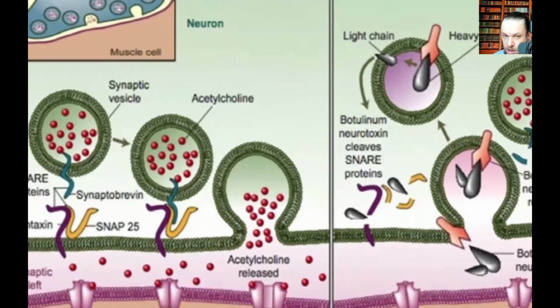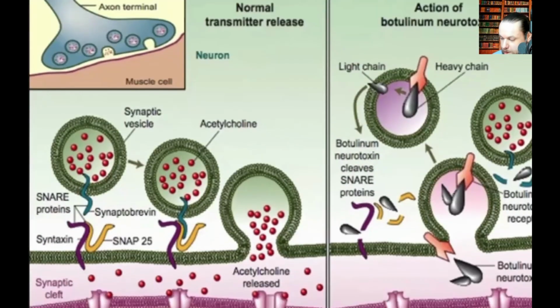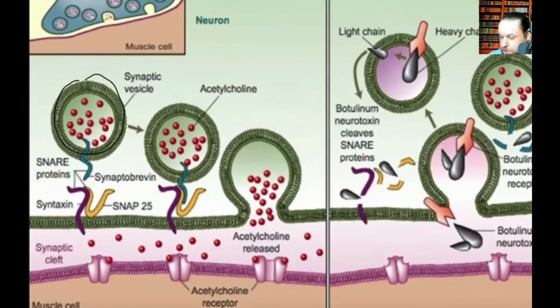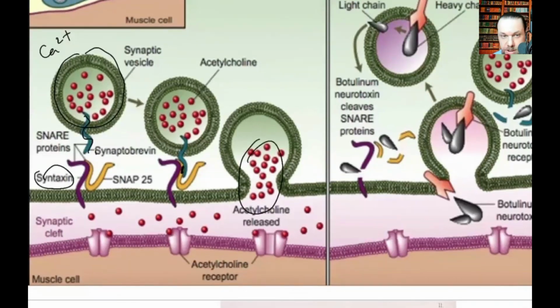here, right? So let's talk about normal, right? Normally, you have acetylcholine in this vesicle. Calcium comes in, right? Calcium comes in. The synaptobrevin comes and binds to syntaxin. Once they are bound, the acetylcholine is released, and you have normal depolarization taking place.